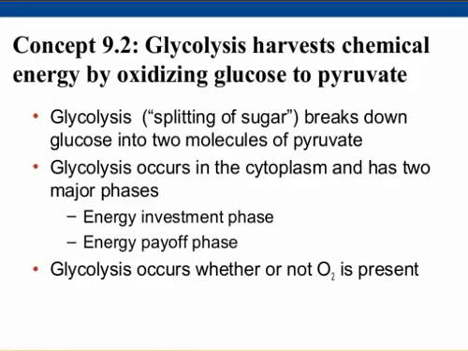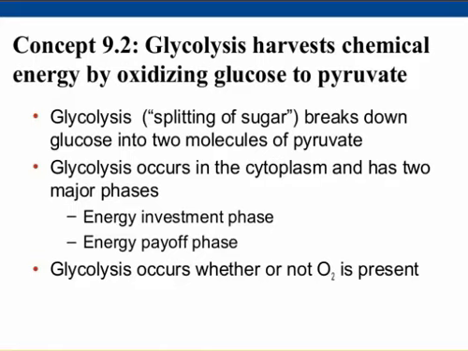Glycolysis is an ongoing process in all the cells, including yours. It takes place in the cytoplasm before cellular respiration and it does not require oxygen. Glycolysis makes a small number of ATP molecules, but its other products are much more important. If oxygen is available, the products of glycolysis are used to produce many more ATP molecules through cellular respiration.